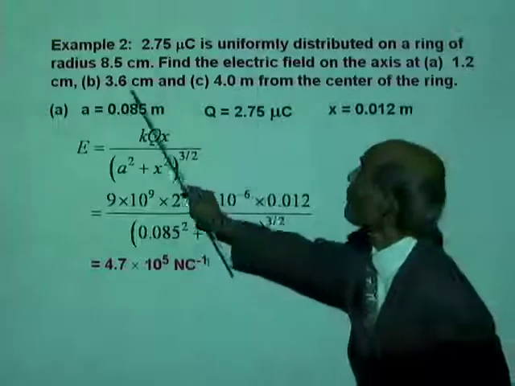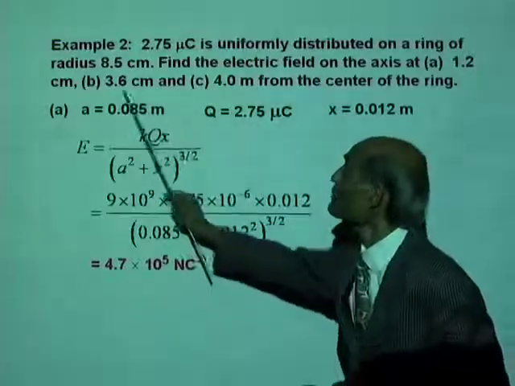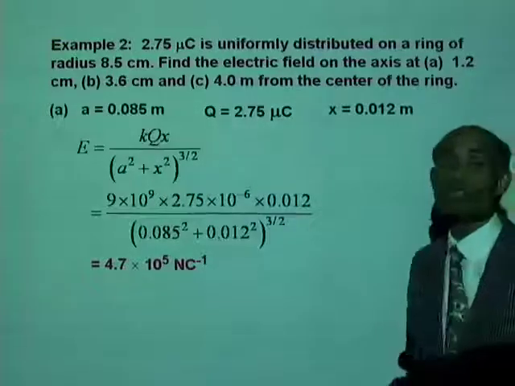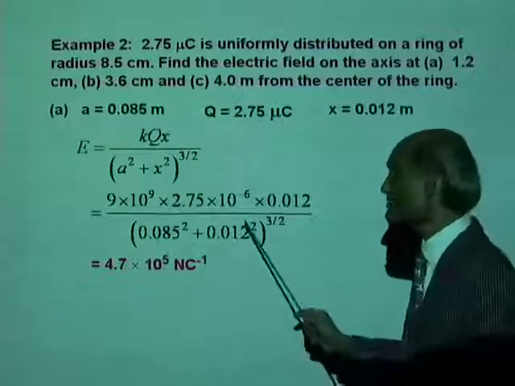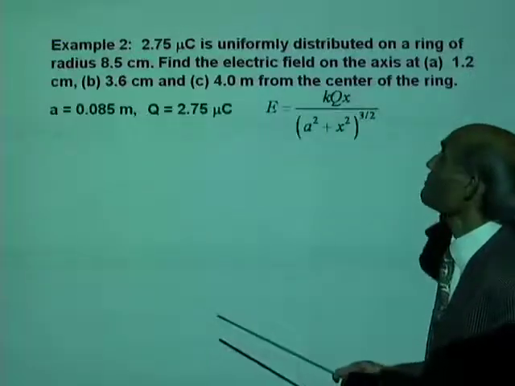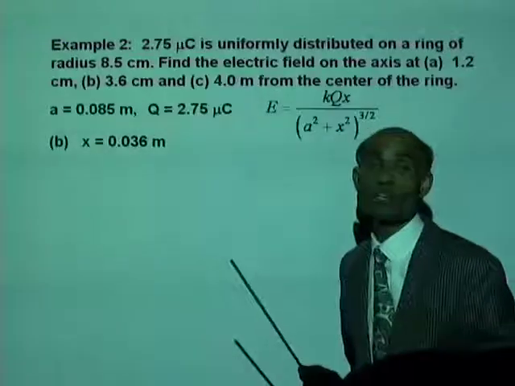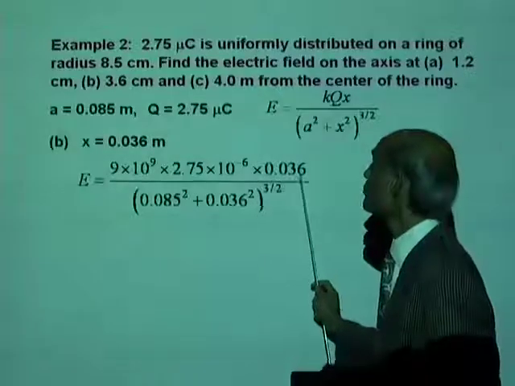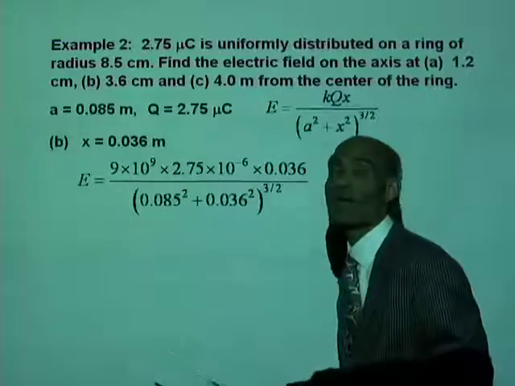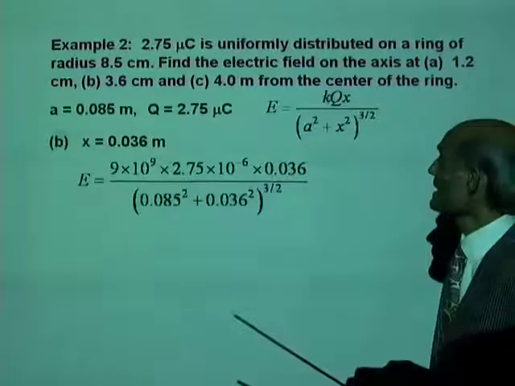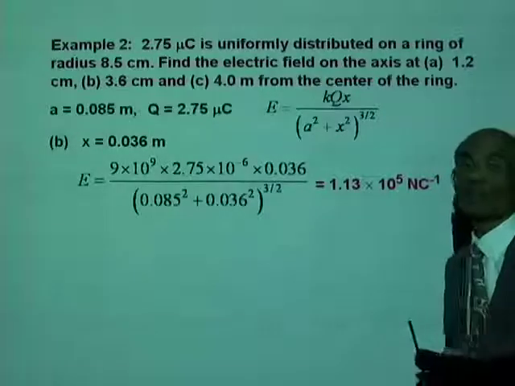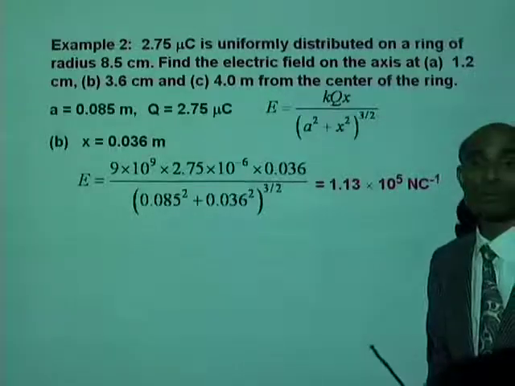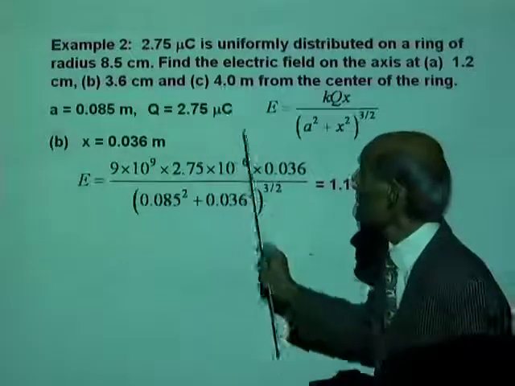Alright, and for B part, the only difference is x will now become 3.6 centimeter or 0.036 meter. That's the only difference there for B part. For B part, x equal to 0.036 meter. So everything else remains the same. We simply replace our x by 0.036, and that gives you the electric field 1.13 times 10 to the 5 Newton per coulomb. How about C?